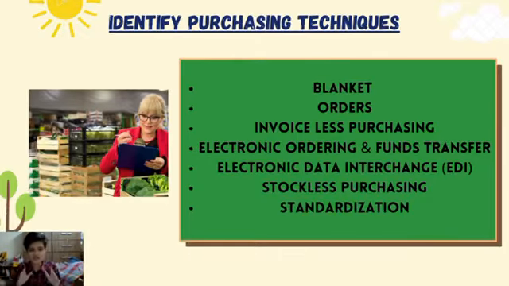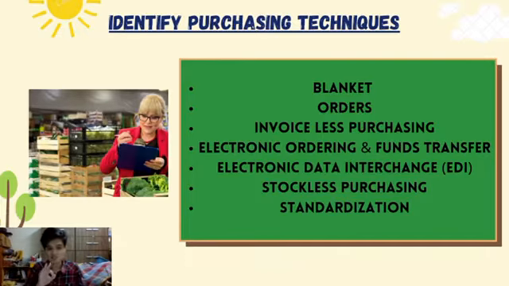Now let's identify the purchasing techniques. The first one is the blanket order, a contract to purchase certain items from the vendor, although they may not be delivered until requested by the purchaser. Number 2 is invoice-less purchasing, appropriate where substantial trust exists between the purchaser and the supplier, and also where deliveries are made on a regular basis and are easily verifiable.